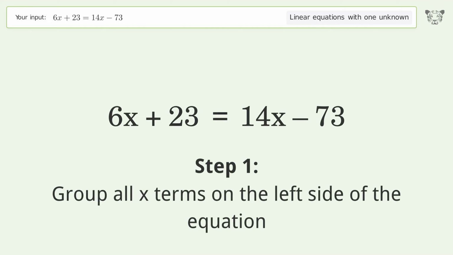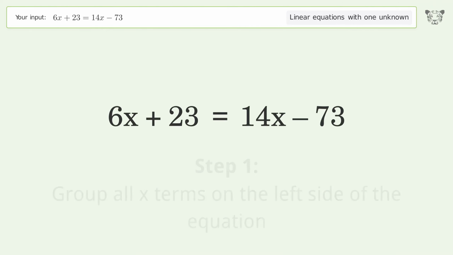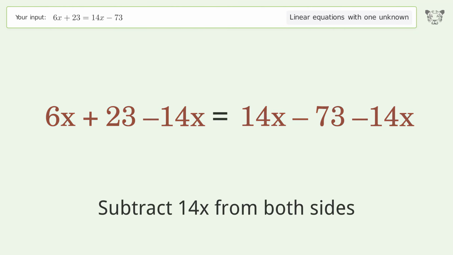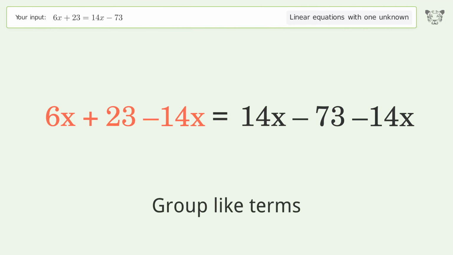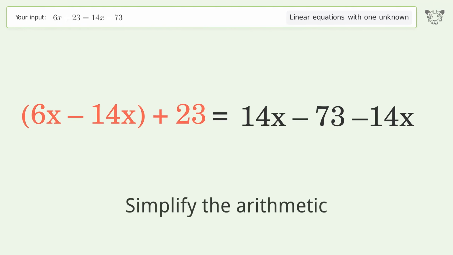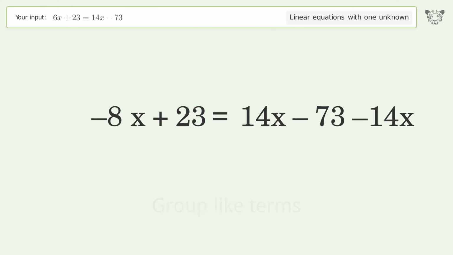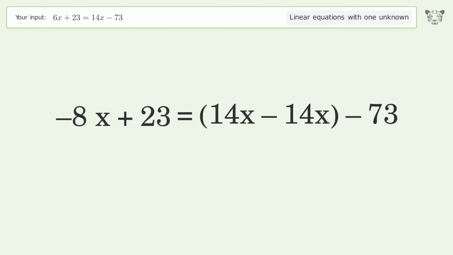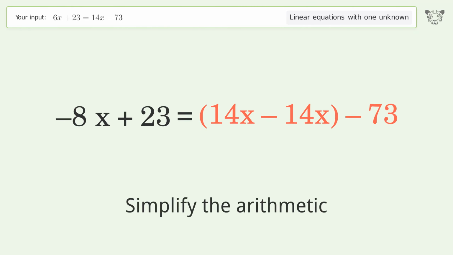Group all x terms on the left side of the equation. Subtract 14x from both sides. Group like terms. Simplify the arithmetic. Group like terms. Simplify the arithmetic.